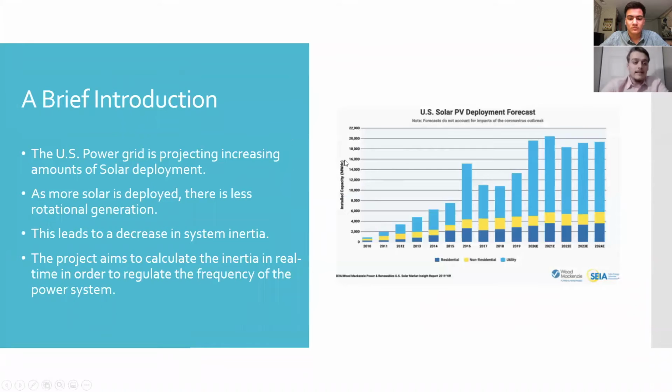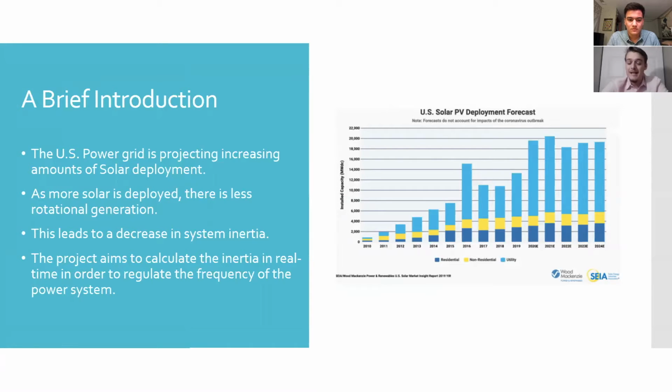I'm going to talk about a brief introduction about what our problem is. So as the U.S. power grid is acquiring more and more solar resources, there will be a decrease in other generation methods, cause and effect there. Things like coal-fired and natural gas rotational turbine generators are becoming decommissioned as they emit harmful wastes.